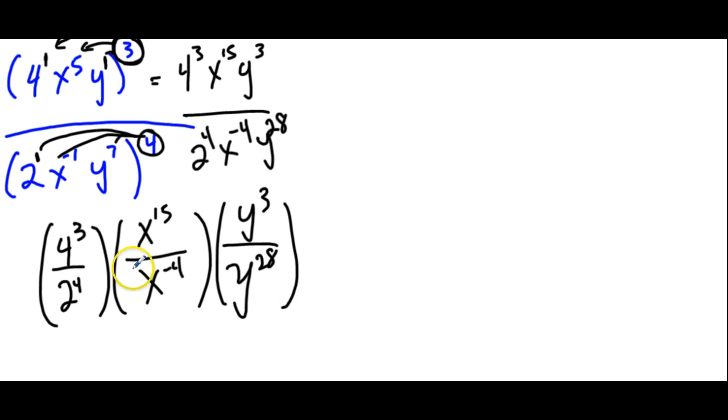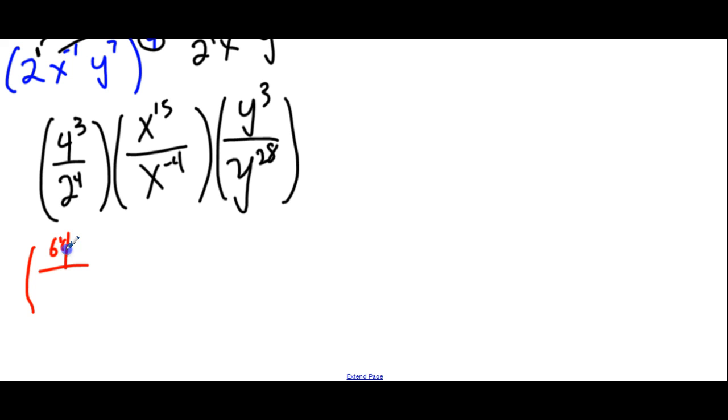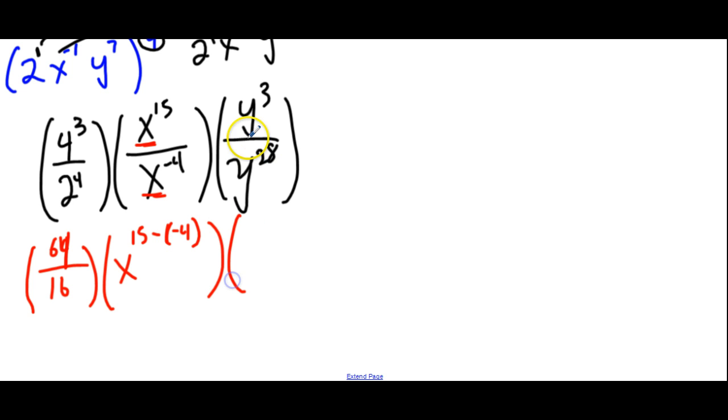I don't know why that variable looks like that, but let's go on. So 4 to the 3rd is going to be 64. And that's a 4 right there. And 2 to the 4th is going to be 16. Alright? x to the 15th divided by x to the negative 4th. Again, same base, so we can do x to the 15 minus negative 4. And then y, we have the same base, so we have y to the 3 minus 28.